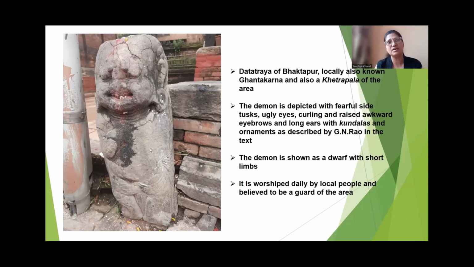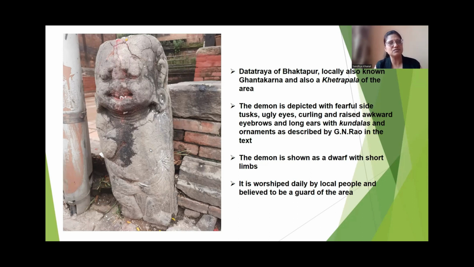And another one, this one is from Dattatreya of Bhaktapur, and locally it is worshipped as the demon Ghantakarna, and it is also worshipped as Kshetrapala. So let me explain this word. Kshetrapala is a combination of two words. Kshetra means the area, Pala means the guard. So he is also worshipped as a guard of the area. This is worshipped as a demon and also the guard of the area.